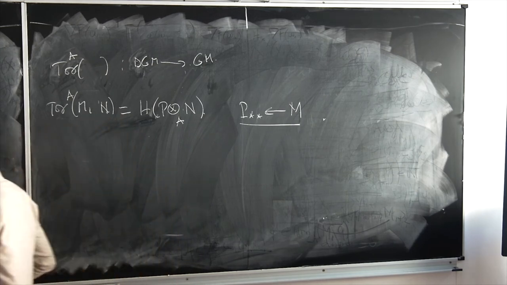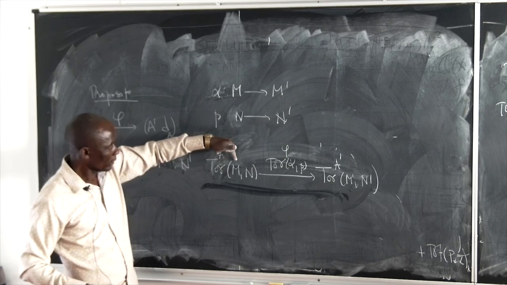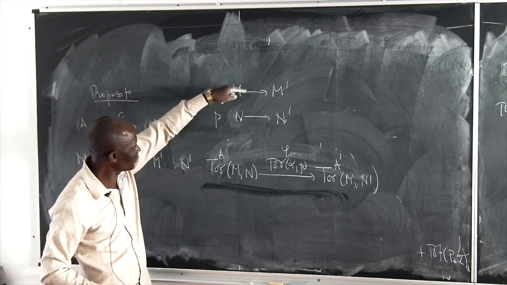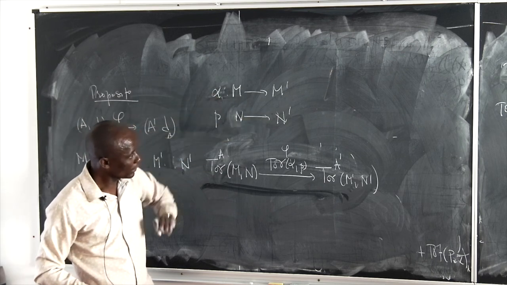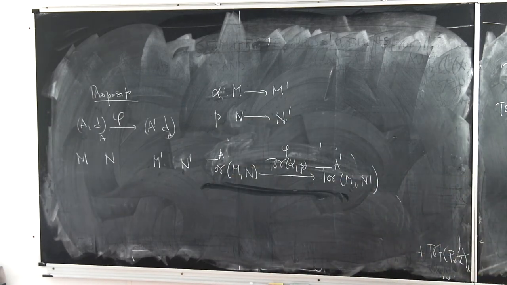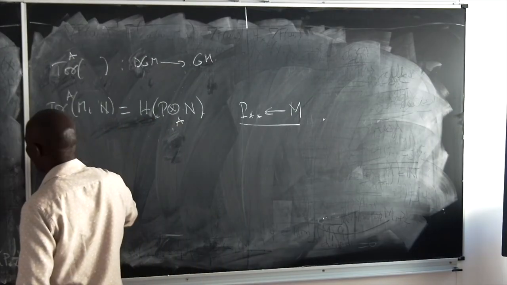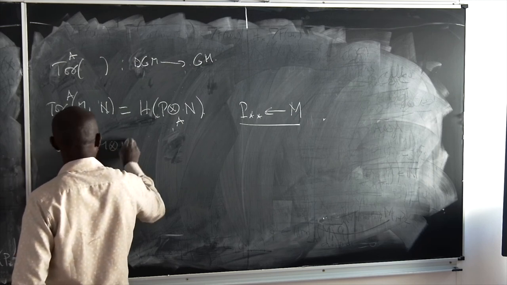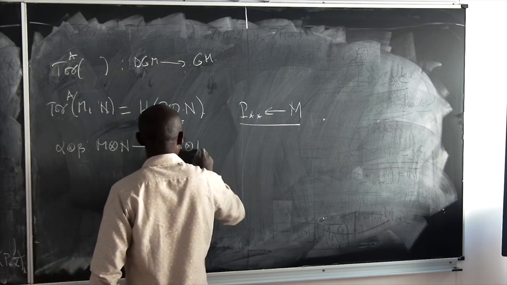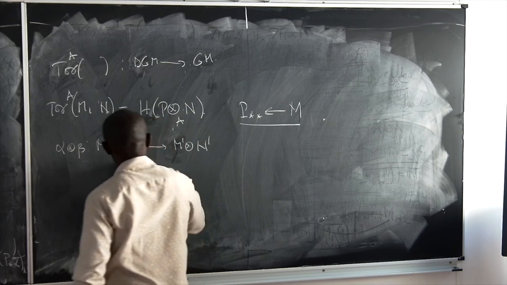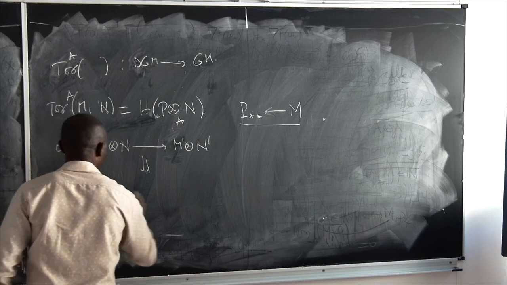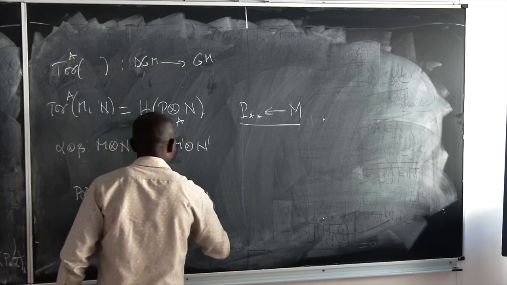So by using this, if you have the map alpha from this to that, we have a map beta from this to that. This map can extend to the map alpha tensor beta, which is defined from M tensor N to M prime tensor N prime, and can extend to P tensor N to P prime tensor N prime.